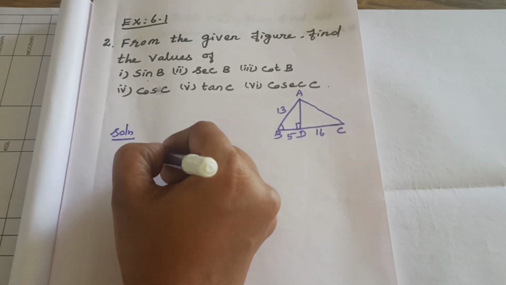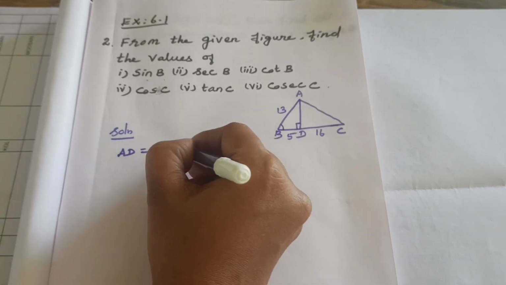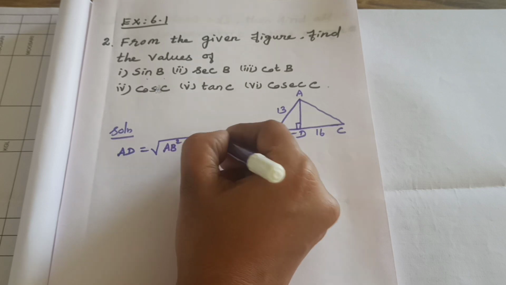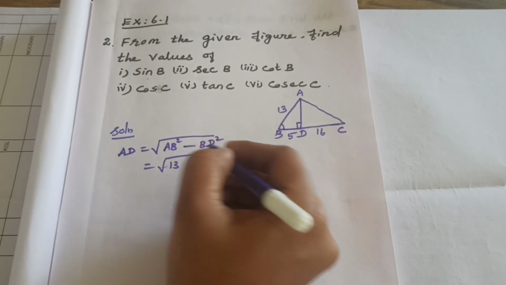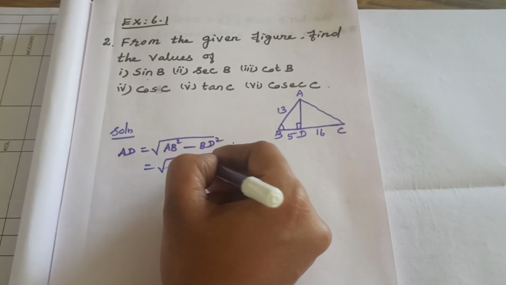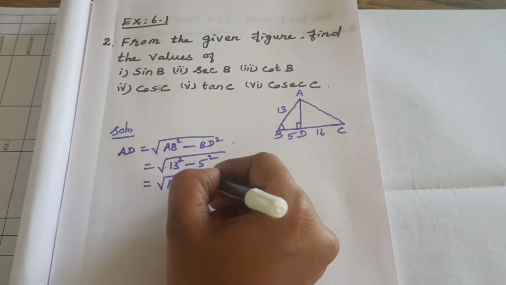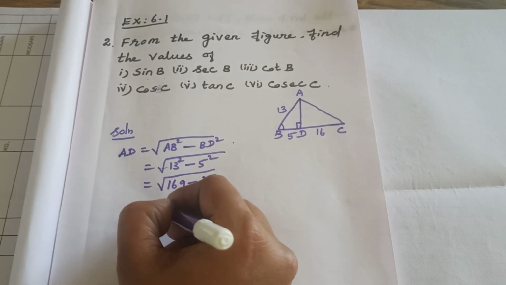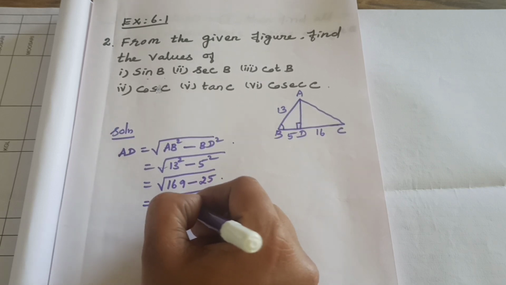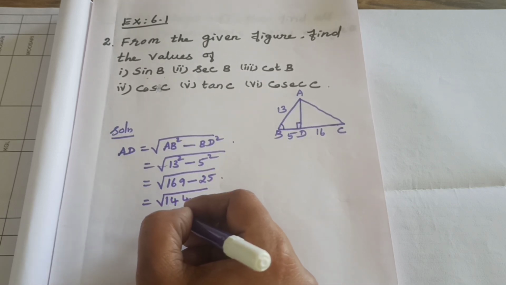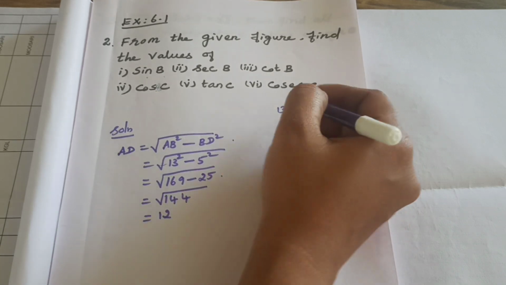AD is equal to square root of AB square minus BD square. Then equal to square root of AB, what's the value? 13, isn't it? 13 square minus BD, which is 5 square. Then equal to square root of 169 minus 25. Then square root of these two subtracted. Subtract means what we will get? 144, isn't it? 144 means 12, square root of 12 into 12. AD value we got here is 12.